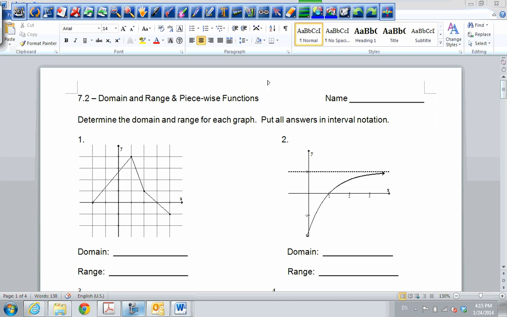Okay, boys and girls, today is a real quick review on domain and range and evaluating functions. It's kind of an extenuation of yesterday. Just going to do a couple off the homework and just kind of call it a day.